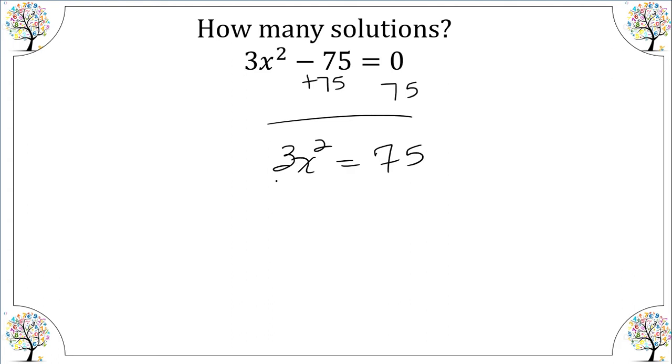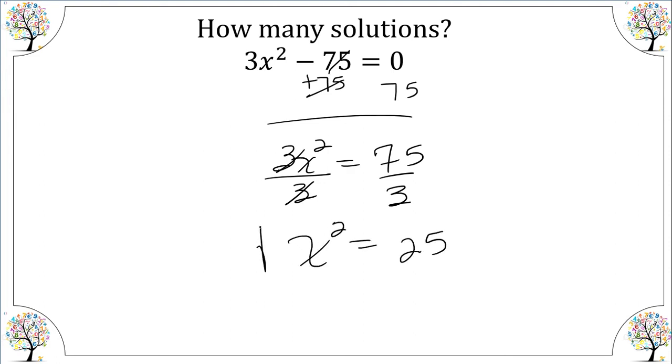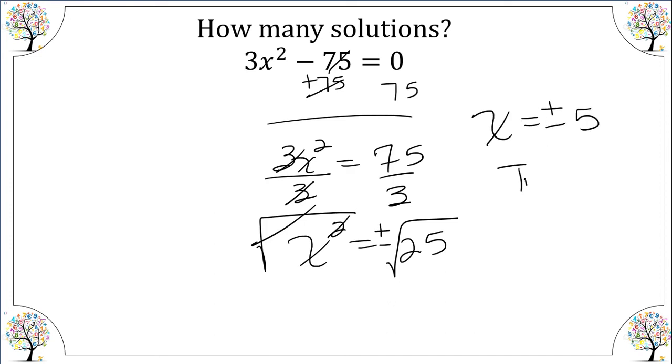We are going to undo multiplication by dividing. We are going to undo the squaring by taking the square root. Don't forget your plus or minus. So that undoes the squaring. And my two solutions are positive and negative 5. So we have two solutions.